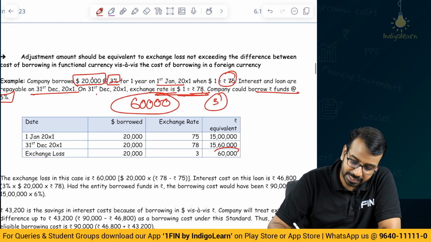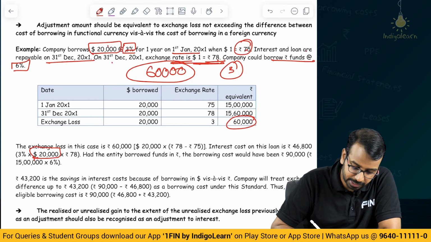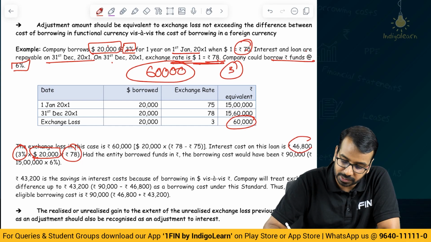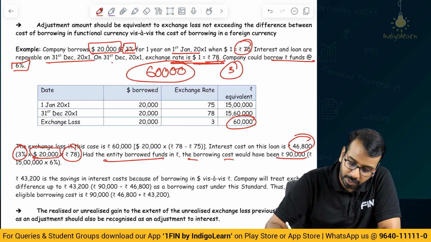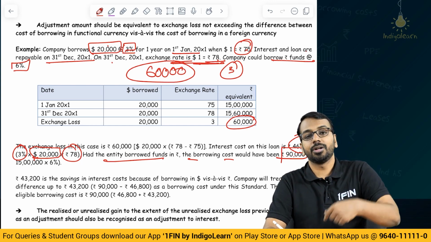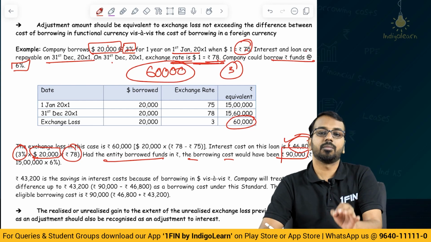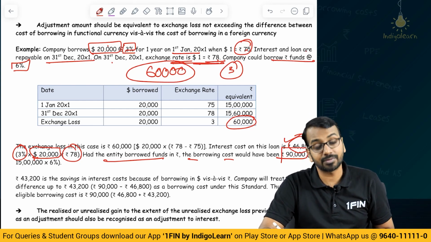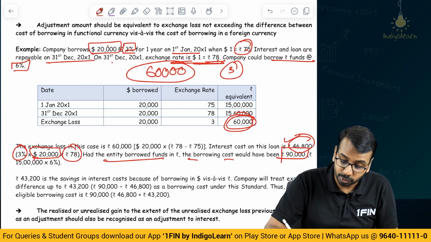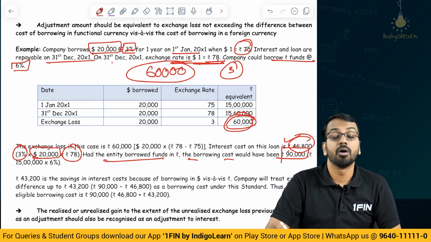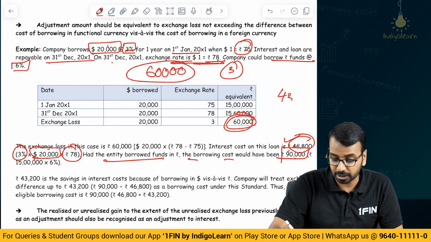So this 60,000 is exchange loss, and interest cost on the loan is $20,000 into 3% into 78, which is 46,800. That is the interest you have to pay. If you had borrowed the funds in INR, the borrowing cost would have been 90,000. So if you take an INR loan, the borrowing cost or interest is 90,000. Because you have taken a foreign currency loan, the cost is only 46,800. Now you have saved something here, but then you are paying 60,000 as exchange difference. So what the standard says is, to the extent of this difference, that is 90,000 minus 46,800, which works out to 43,200.